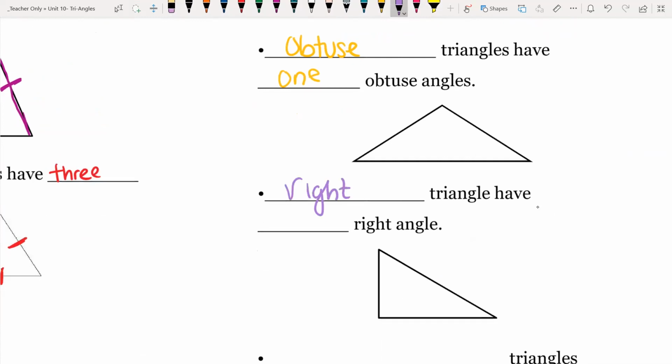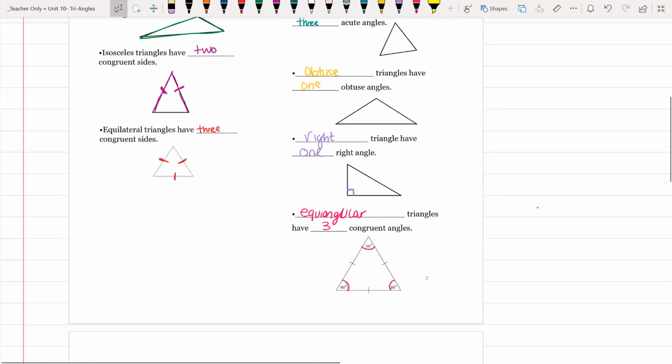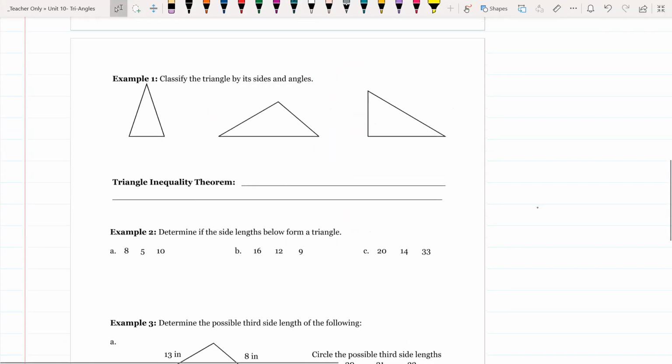Right triangles have exactly one right angle. So this corner here is exactly a right angle. And then last one, equiangular. Equiangular triangles have three congruent angles. So all of the degrees are 60 degrees. Okay, so let's practice classifying these. So let's go to the next page.